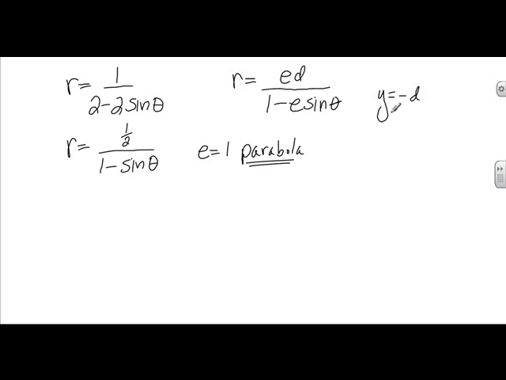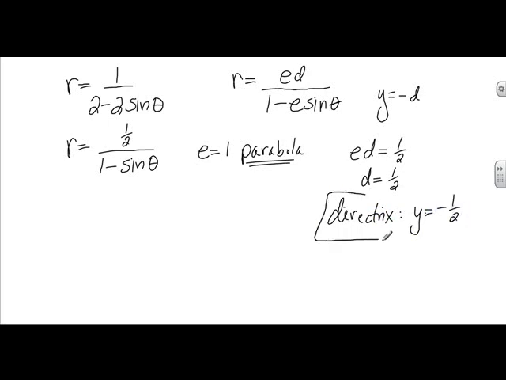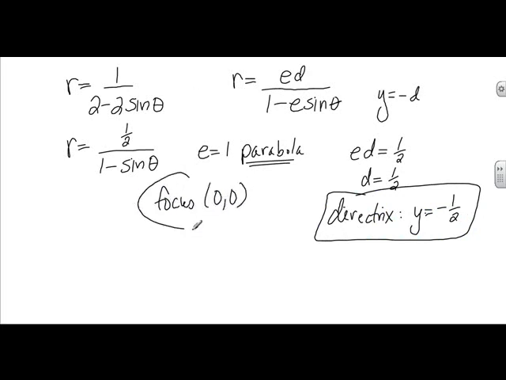So ED is equal to 1/2. E is 1, which means D is equal to 1/2. So our directrix is the line y equals negative 1/2. The focus, there's only one of them because it's a parabola. The focus is the point 0, 0. So the only other thing we've got to figure out to be able to describe all the important parts of this parabola is the vertex.